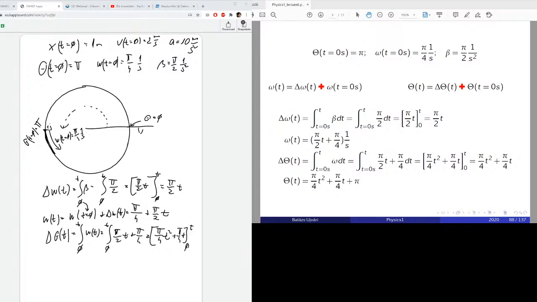What is the angular displacement? My initial position, which is pi, plus the change. So that's pi over 4 t squared plus pi over 4 t plus the initial position pi. So if I know the initial angular position, the initial angular velocity, and the constant angular acceleration, very similar to the translation, you can calculate how the particle moves on the circle.